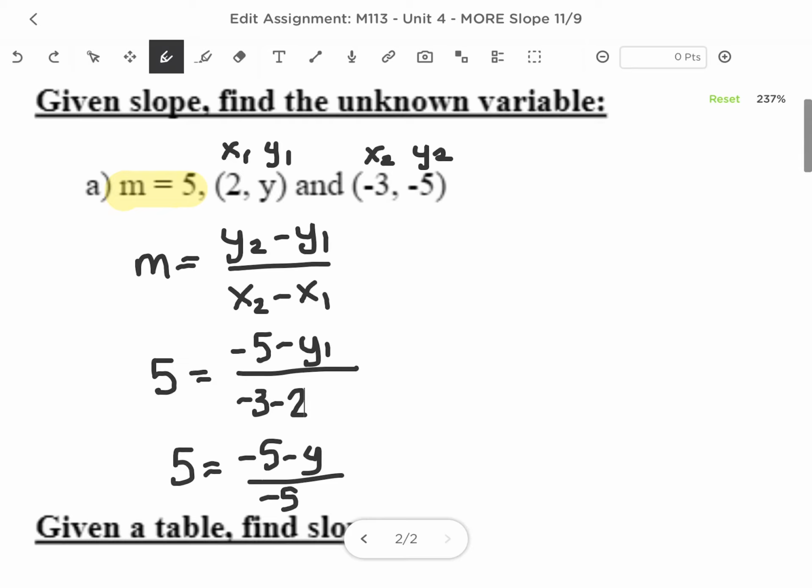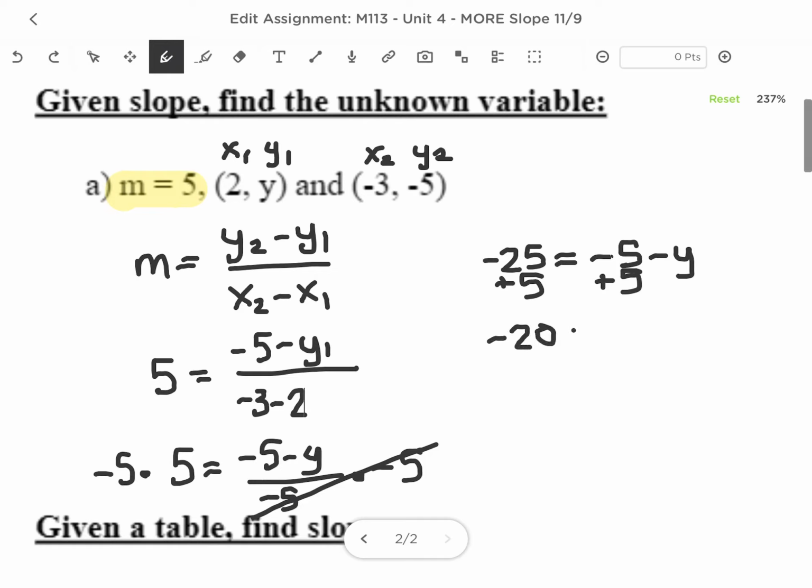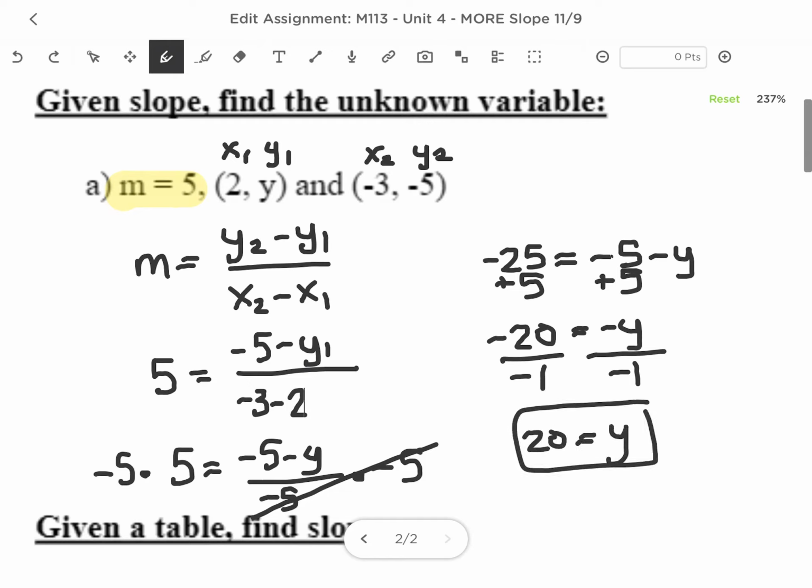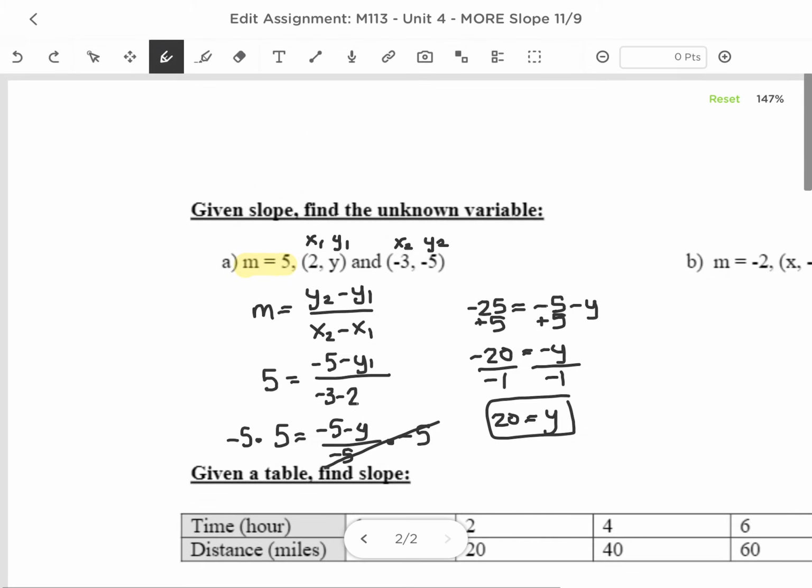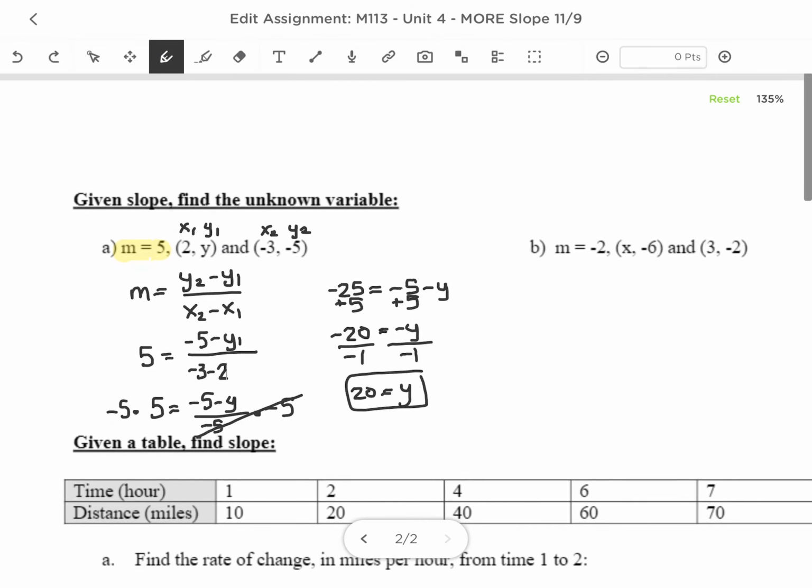Now we have to solve. I'm going to multiply both sides by negative 5. So that cancels. So I have negative 25 equals negative 5 minus y. And now I can solve. Y equals positive 20. So this is really combining two skills. It's combining what we know about slope and also what we know about solving equations.